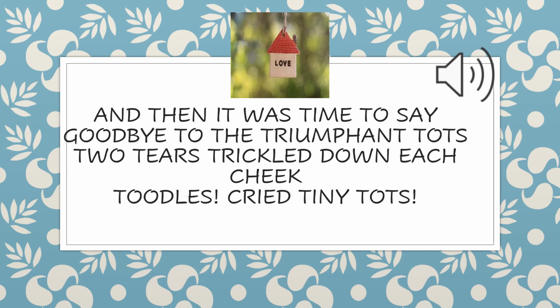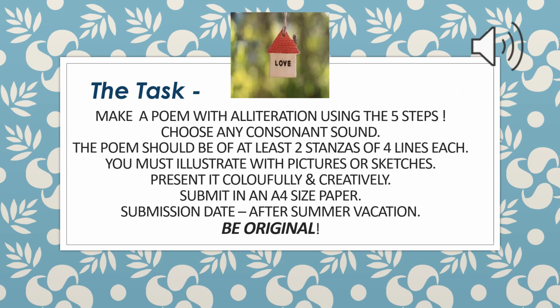Now let us see what you have to do. So here's your challenge. Now you will have to make a poem with alliteration using the 5 steps. It's easy. See, if you try, you will be able to do it. Choose any consonant sound first. That is the first step. Now the poem should be of at least 2 stanzas of 4 lines each. Now I have made a poem of 3 stanzas of 4 lines each.